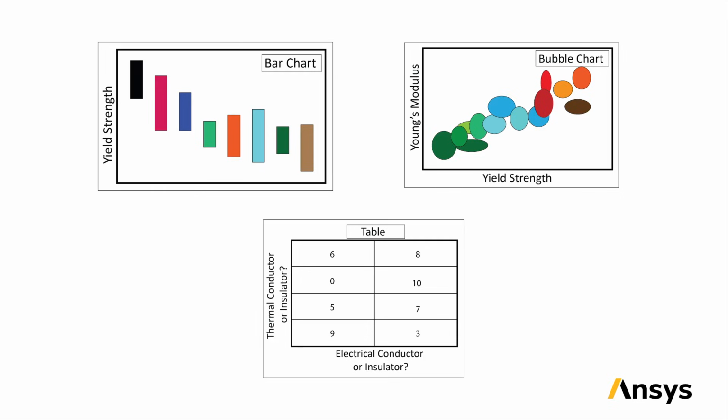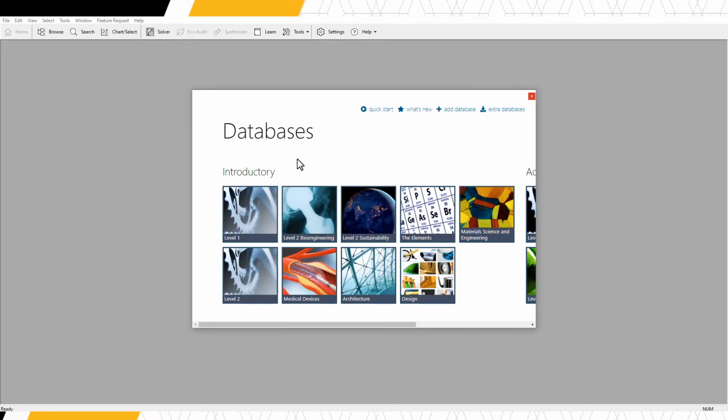Bar and bubble charts are created using properties that have a numerical range or continuous values. Tables are created using properties that have distinct or discrete values. For this video tutorial, we will use the introductory Level 1 database.